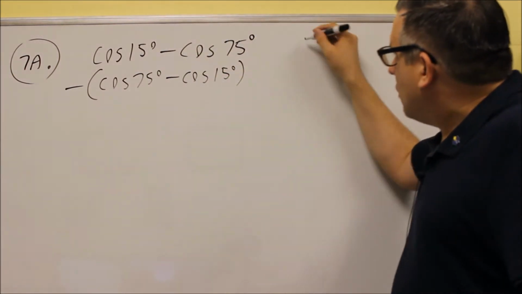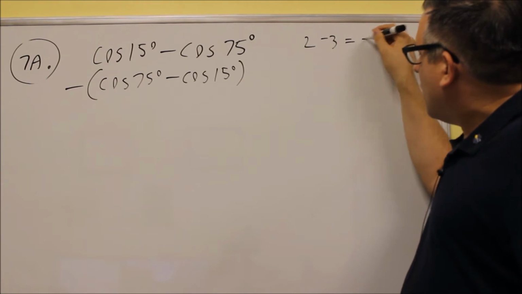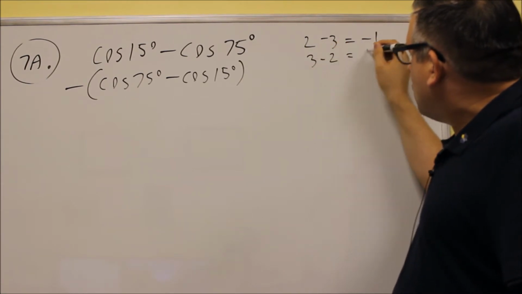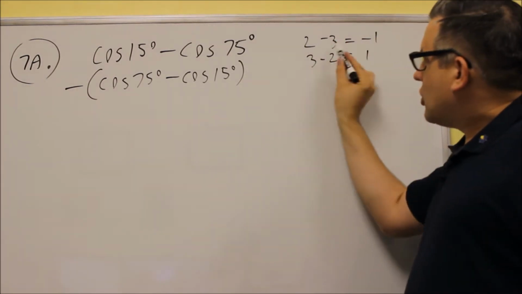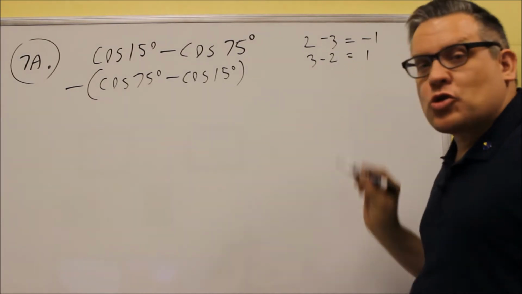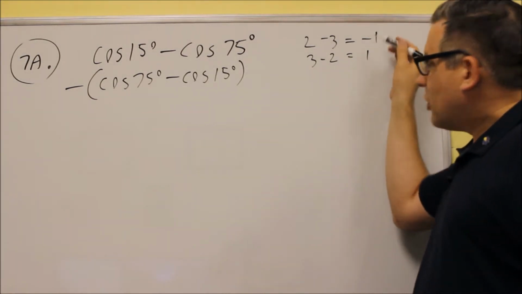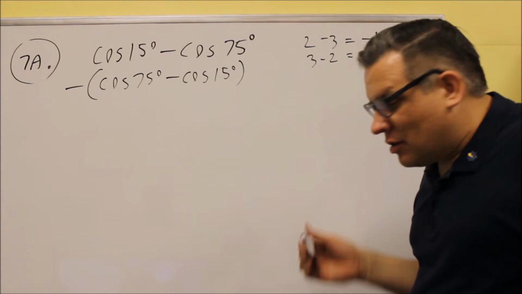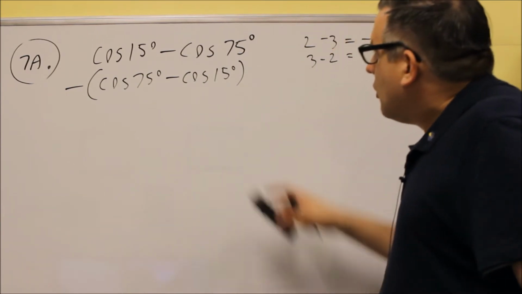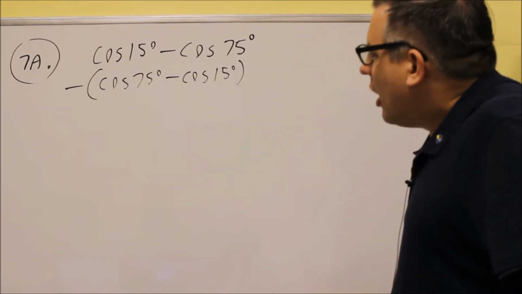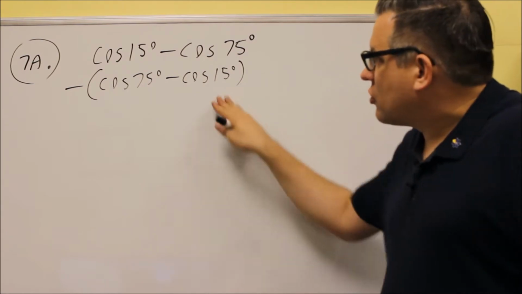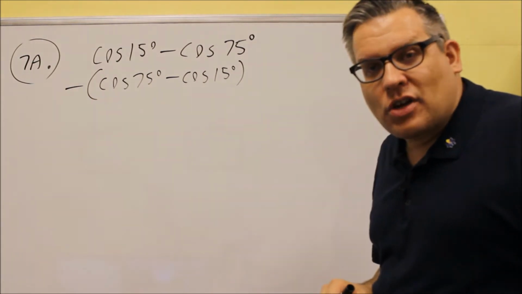Now the reason why? Well, let's say we do 2 minus 3 is negative 1 and 3 minus 2 is 1. So if you notice, if you subtract these, they're the same numbers, we're just switching the order. Notice that they differ by a minus sign. So that's actually why we want to put the minus sign in with this one here. So you can switch the order as long as you put a minus on the outside.